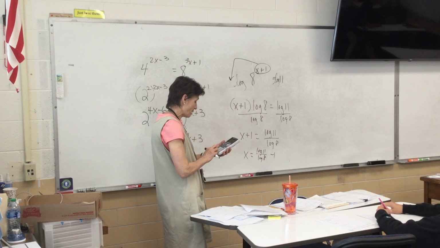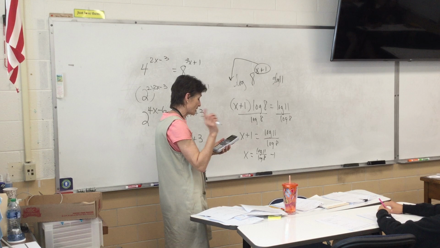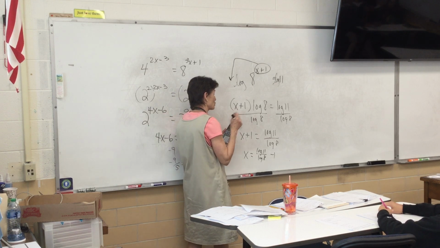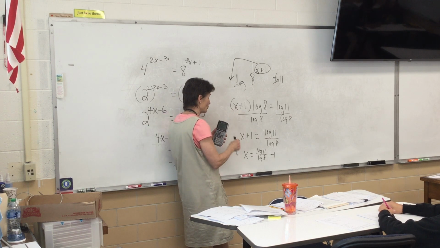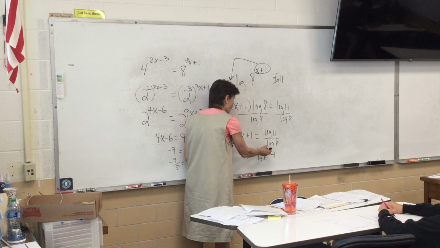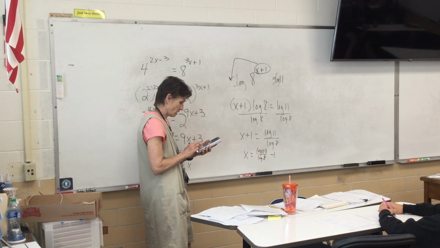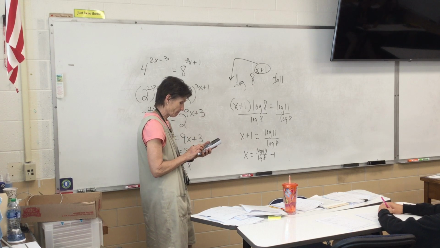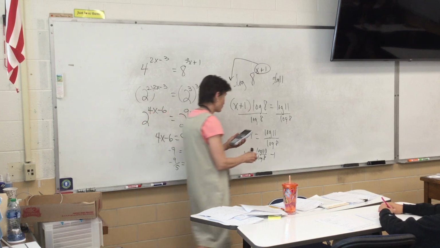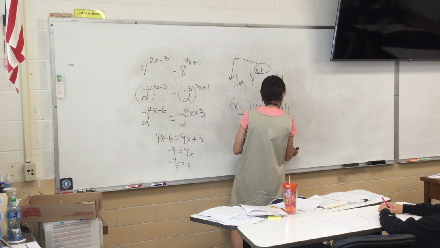So you should type that in and make sure you get what I got. Remember, especially with the old calculators, I'm not sure about the new ones, when you type in log 11, you have to close that parenthesis. So log 11 divided by log 8, and then subtract 1. You should get 0.1531.